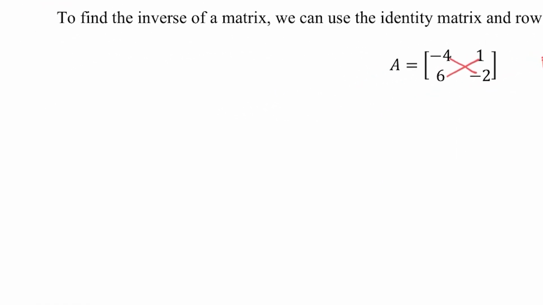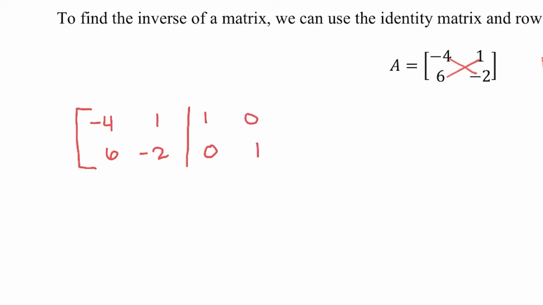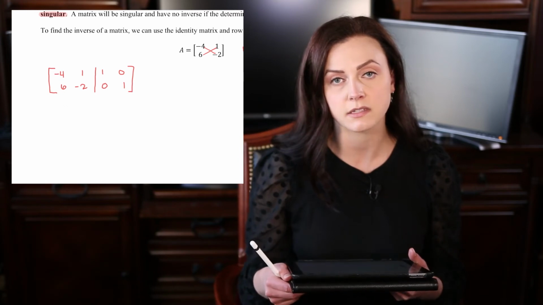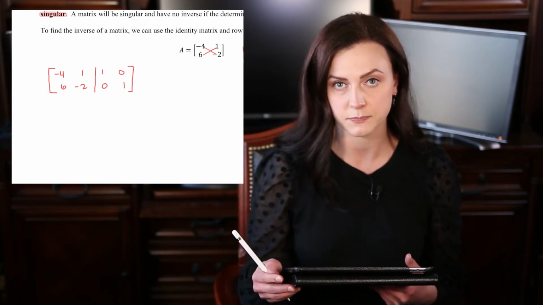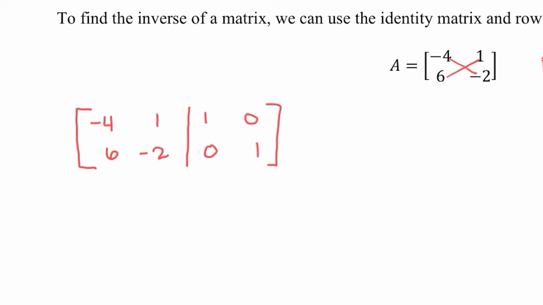Okay, so what you'd want to do first is set this up with A on the left-hand side and the identity matrix on the right-hand side. An identity matrix has 1s along the diagonal and 0s everywhere else. So what we want to do is turn this left-hand side into the identity. And then what will happen is we will end up with the inverse on the right-hand side. So we're going to do what's called row operations to turn this into the identity on the left-hand side.